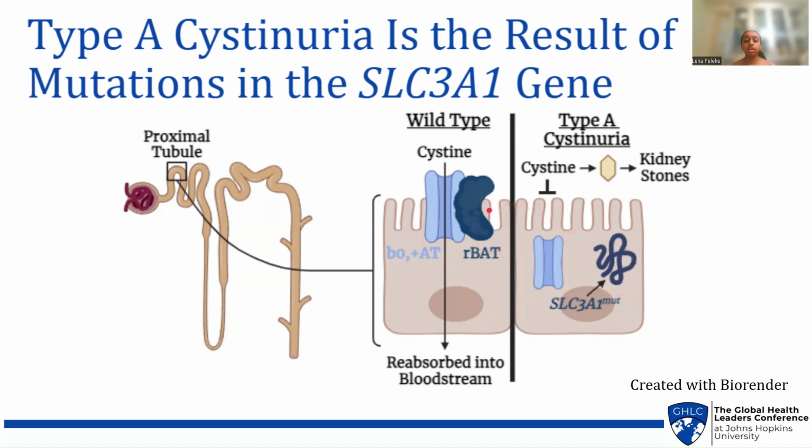And RBAT is important for the reabsorption of cysteine. However, a mutated RBAT protein causes cysteine to build up and then create kidney stones.